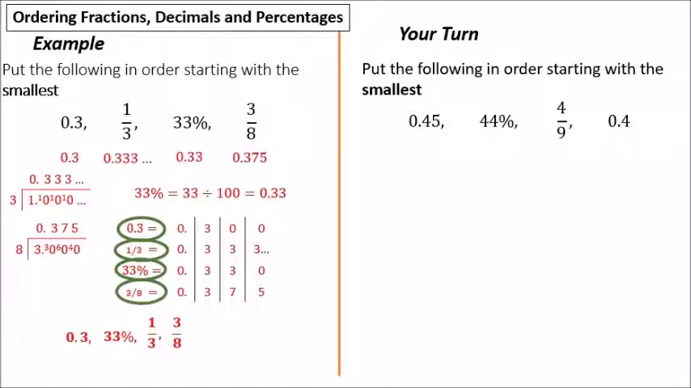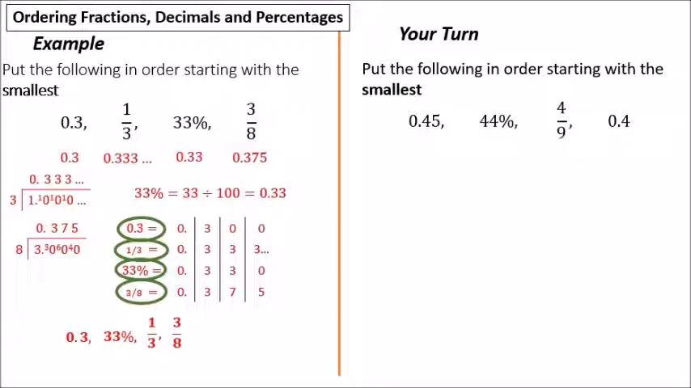So you'll notice the first thing I did to order this mixture of fractions, decimals and percentages was convert them all to the same format. And generally converting them to decimals is the simplest format to do. So we had 0.3, that was already a decimal. Then we had 1/3. So what I did was I used the bus stop method to figure out that 1/3 was 0.333 and it carried on, so 0.3 recurring.